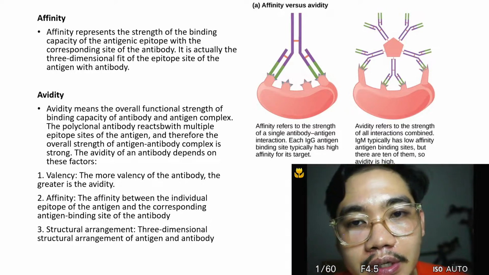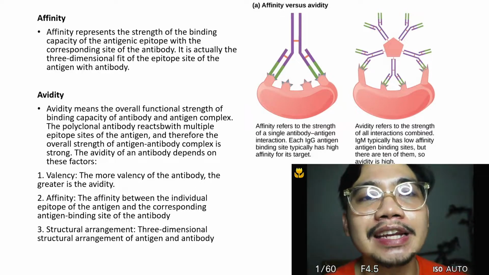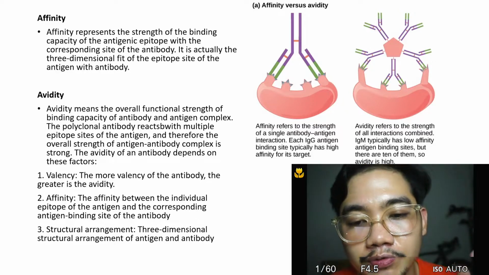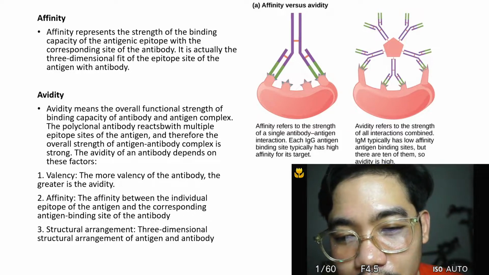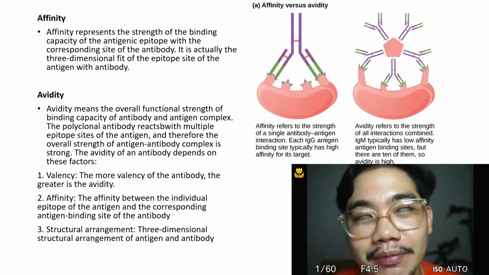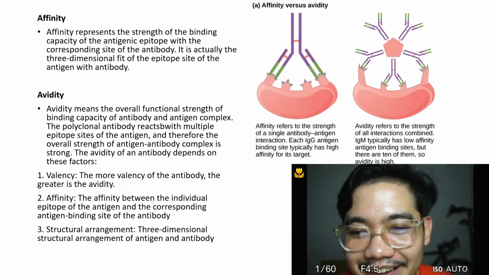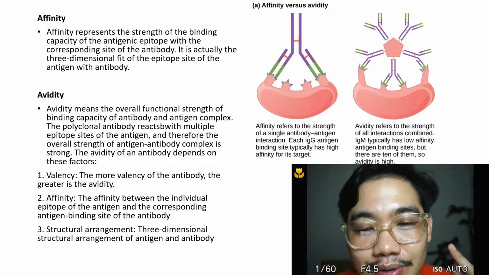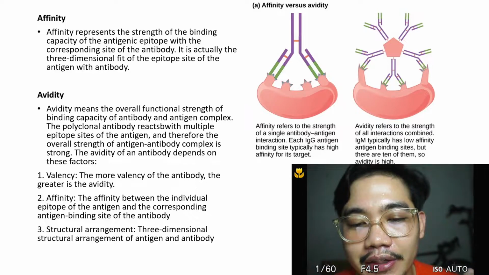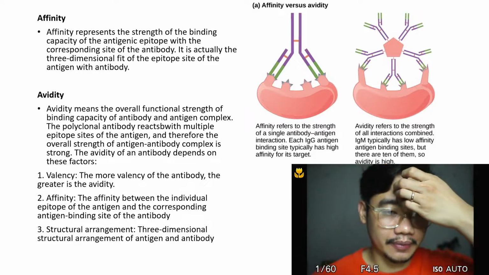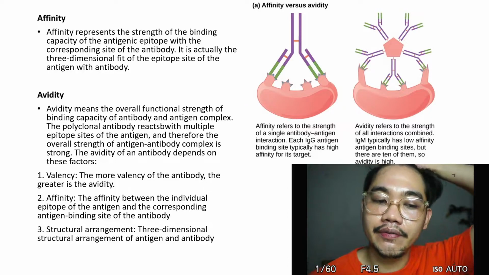Versus your avidity, it doesn't matter if all the sites are used up. It only matters how many sites are used up. So it's 100% versus 80%, but your 100% is only 2, versus let's say 80% of your IgM, which is 8. Okay, 5 times 2. So 8 is still greater than your 2. So that's your avidity, the total. And then your affinity is your percentage. So valency, the more valence the antibody, the greater is the avidity.